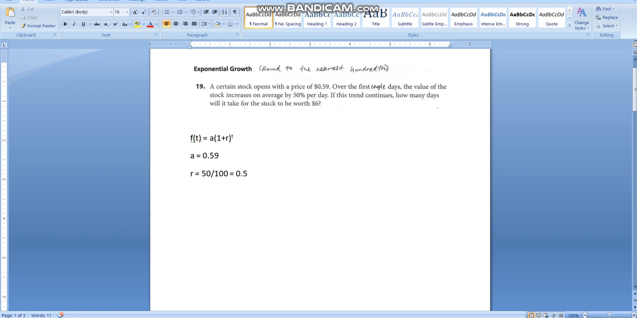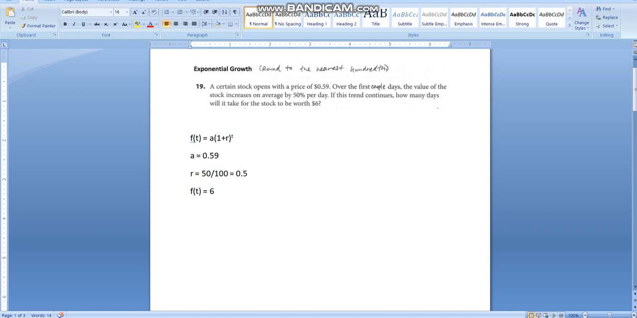Okay. Next, it says if this trend continues, we want to find out how many days it takes for the stock to be worth $6. So $6 in this case, that's our output. That's f of t. F of t is our final value. So f of t is going to be $6.